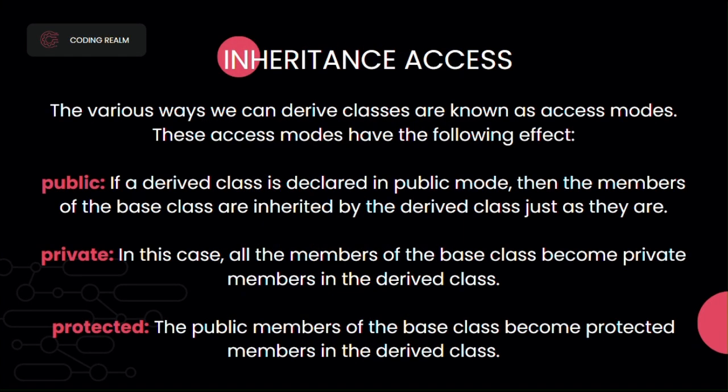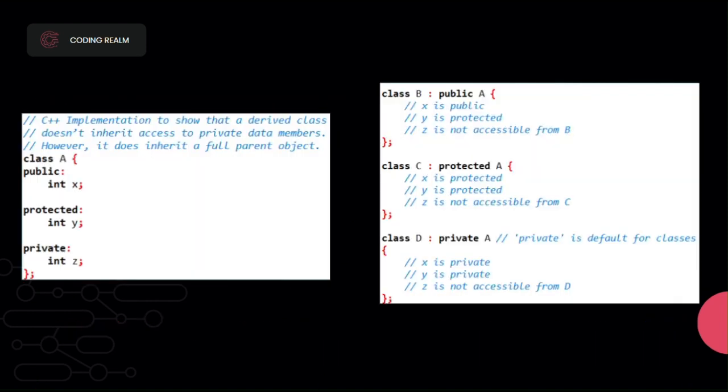The inheritance access. The various ways we can derive classes are known as access modes. These access modes have the following effects. First, public: if a derived class is declared in public mode, then the members of the base class are inherited by the derivative class just as they are. In private mode, all the members of the base class become private members in the derivative class. In protected mode, the public members of the base class become protected members in the derivative class. Now we need to see an example about public, private, and protected.